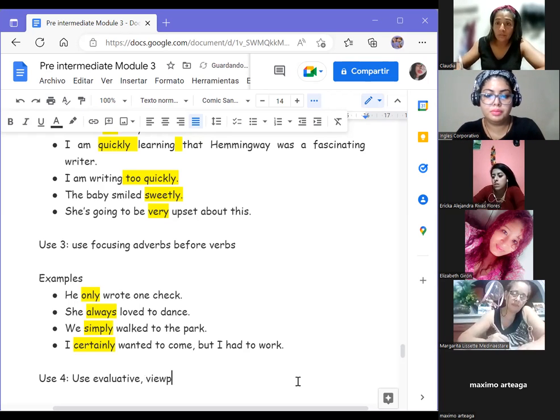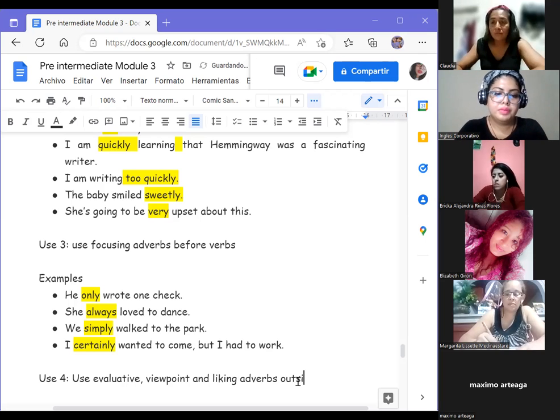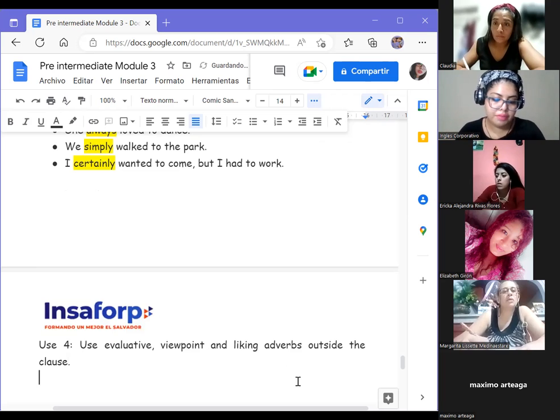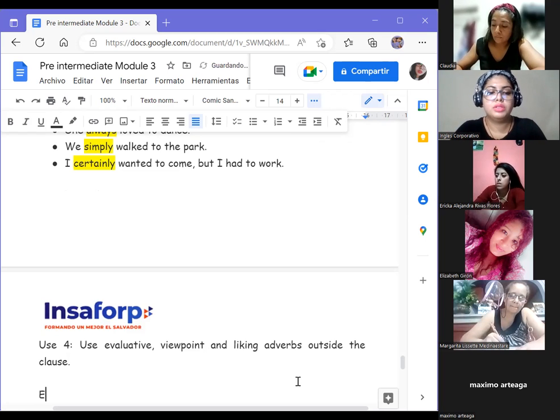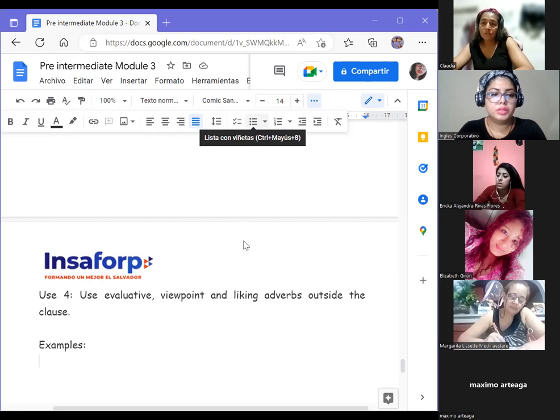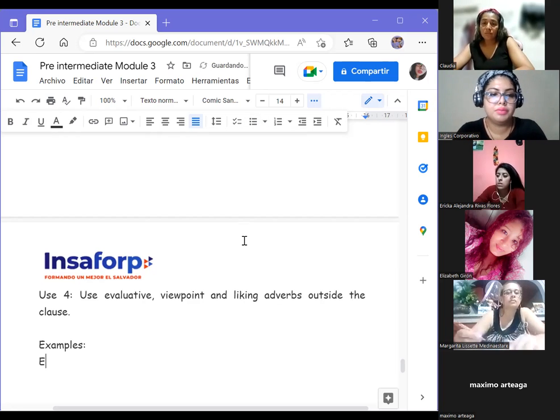Viewpoint and linking adverb outside the clause. So in this case, evaluative viewpoint and linking adverbs appear outside of a sentence clause to modify a whole clause of the sentence. They are outside of the sentence and they try to modify the whole meaning of the sentence. So we are going to see some examples to end the uses of the adverb. In this case, we are going to see the first example that is an evaluative adverb.